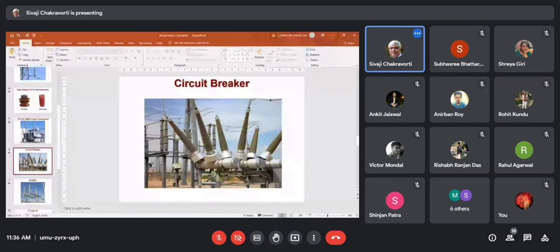And there are always two bushings. Why? Because a circuit breaker will have one incomer and one outgoing. So, looking at this bushing, again you can see that it is an axisymmetric system. Therefore, what I'm trying to tell you is that there are a number of practical objects which are axisymmetric.